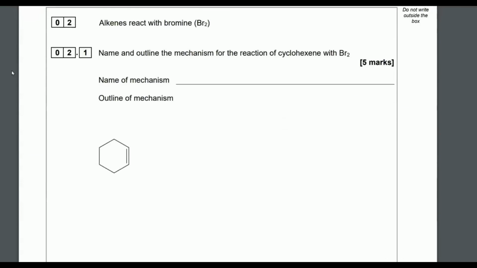Right, moving on to question 2. Alkenes react with bromine, Br2. Name and outline the mechanism for the reaction of cyclohexene with bromine. So this is a 5 marker. They want the name of the mechanism and then they want the outline of the mechanism.